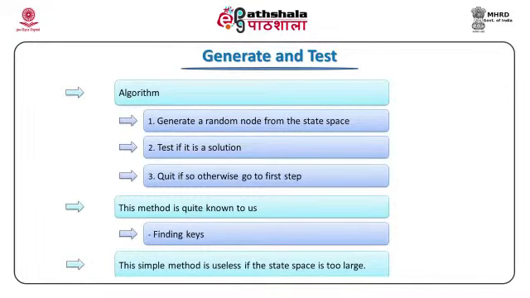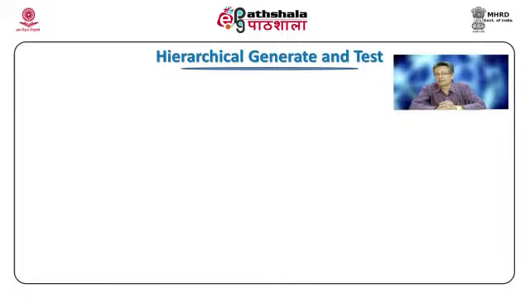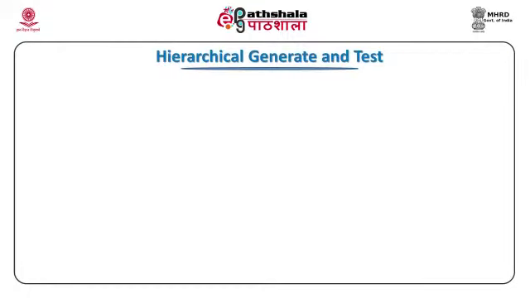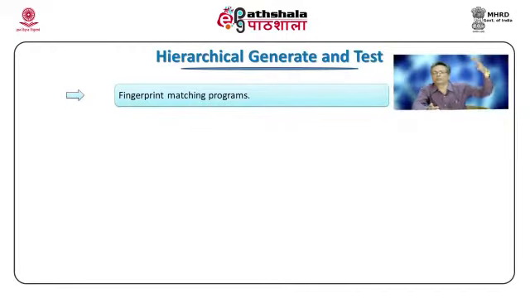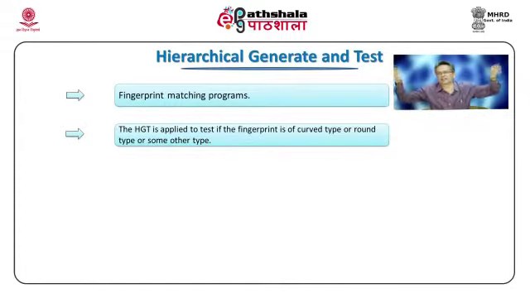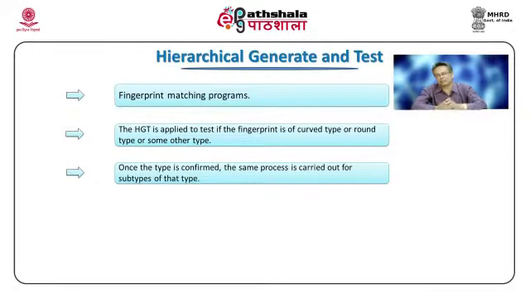And there is something called hierarchical generate and test. People in forensics do something like this. They take the fingerprint of the criminal and try to match it with the fingerprints of the criminals in the database. So what they have is, in fact, hierarchical generate and test. They see if the fingerprint is curved or square or broken or things like that. Then they narrow it down and try all possible cases, generate and test there.